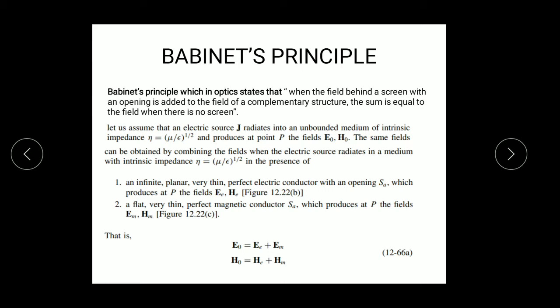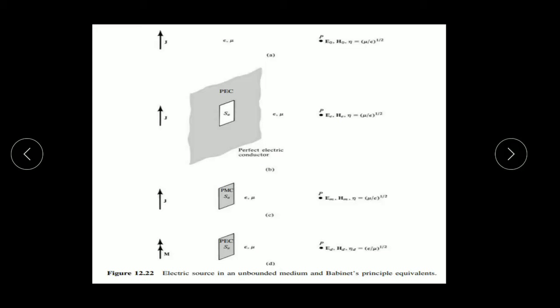Similarly for the H field, we get H naught, which represents the magnetic field due to the unbounded region. You can see this is the equivalent field. So the meaning of this is, if the areas are complementary, PEC and PMC, then the equivalent field is E naught and H naught, represented due to the unbounded field.